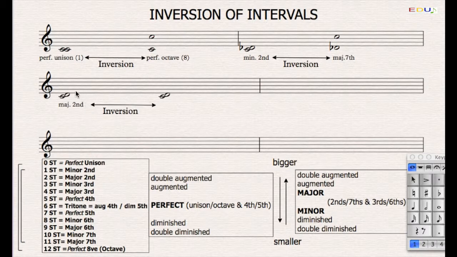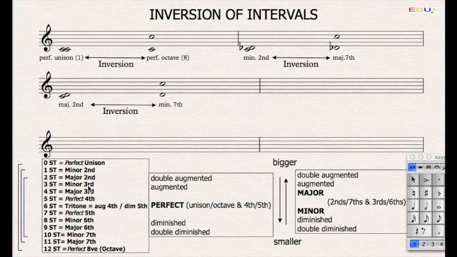So what happens if I invert a major second? I'll bring the lower note up an octave. And I see I created a minor seventh. So an inverted major second is a minor seventh.